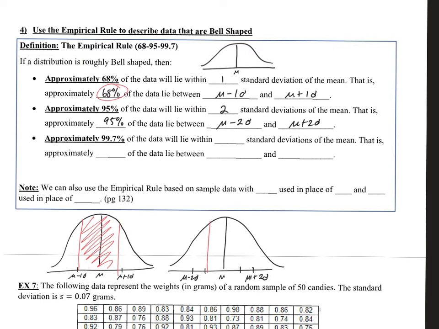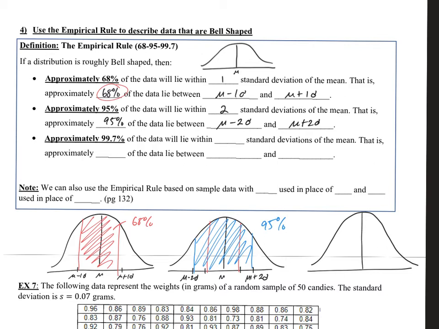Okay, so the red lines would be where the 68 was, but we're looking at the green lines, which would be 95% of the data. Oops, and this was 68%. And lastly, another one of the important markers that comes from the empirical rule is 99.7% of the data will lie within 3 standard deviations of the mean. That is, approximately 99.7% of the data will lie between mu minus 3 sigma and mu plus 3 sigma.